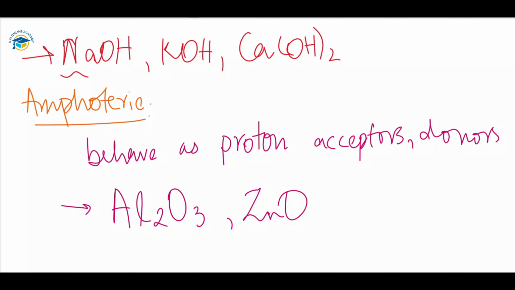Amphoteric oxides react with acids or bases to produce salt and water. So both of these are amphoteric oxides that can behave as both proton acceptors and proton donors. That's why we call them amphoteric substances. The examples include aluminium oxide and zinc oxide.